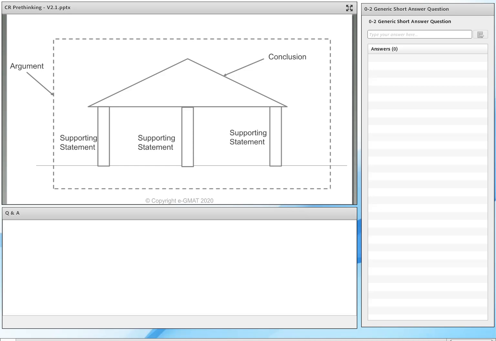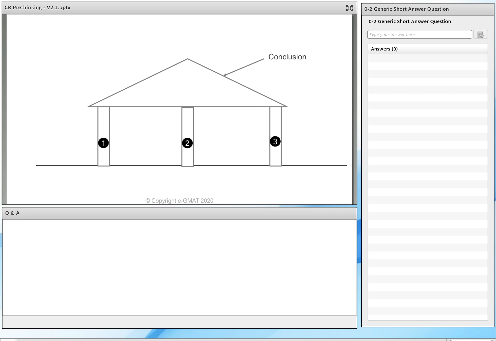So I want you to visualize and understand that must be true condition through this house. So think of this house as an argument where the conclusion is this proof, and you have three supporting statements that are out here. And each one of these supporting statements is a candidate to be an assumption. Think of these three as your answer choices out there. So how do you visualize that must be true aspect of it? So let's say, let's call them 1, 2, and 3.